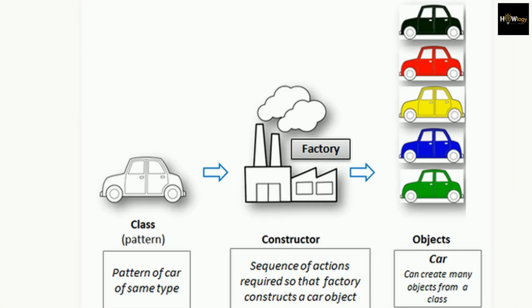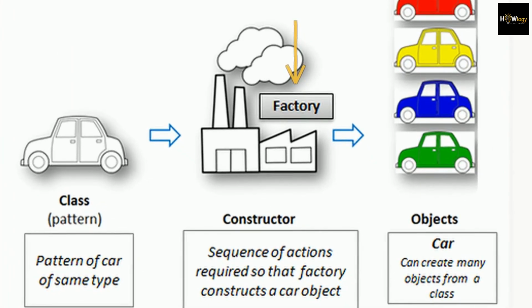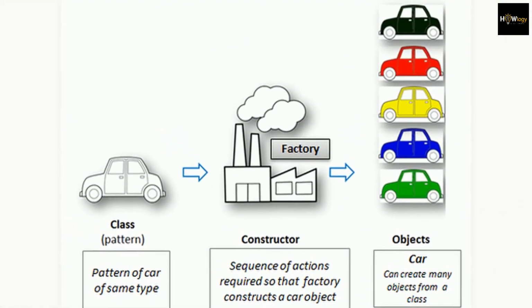To bridge the gap between that theoretical blueprint and the physical item, programmers use what is called a constructor. This acts like a factory. It takes the conceptual pattern of a car and executes the sequence of actions required to physically build it into existence. And because you have that factory process, you can generate multiple unique objects from a single blueprint.